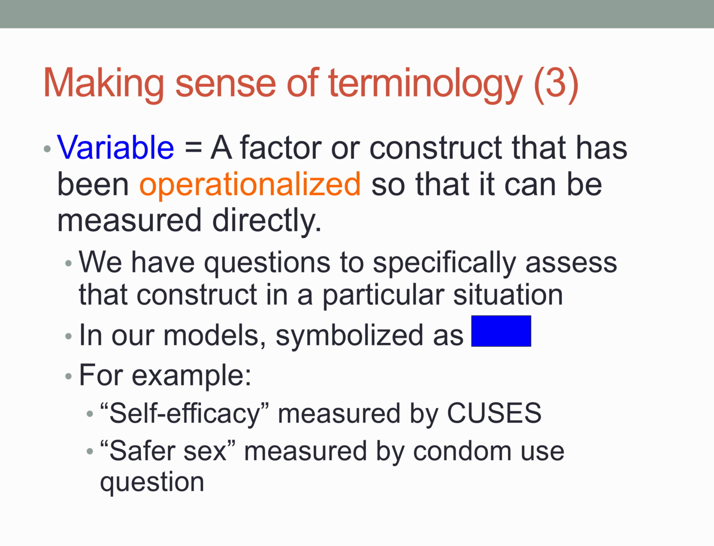These constructs we still could not measure. But we can now measure self-efficacy by using the SUSES, the Condom Use Self-Efficacy Scale. And we can actually directly measure safer sex by asking a condom use question. How many times have you used a condom in the last 6 months? Those two constructs were turned into, and operationalized to be, variables, and thus we can directly measure self-efficacy by asking questions on the SUSES, and we can directly measure the construct of safer sex by using the variable, how many times have you used a condom in the last 6 months?